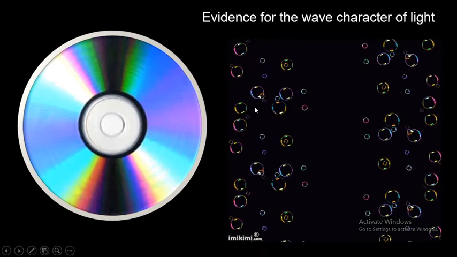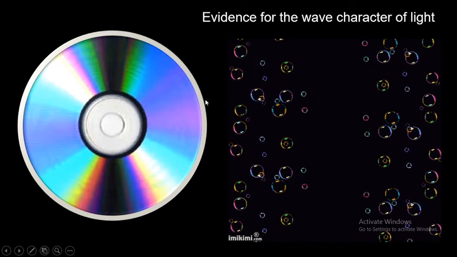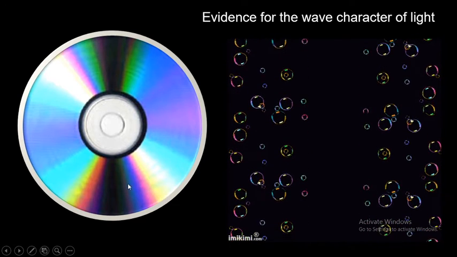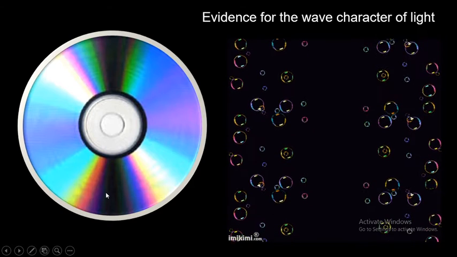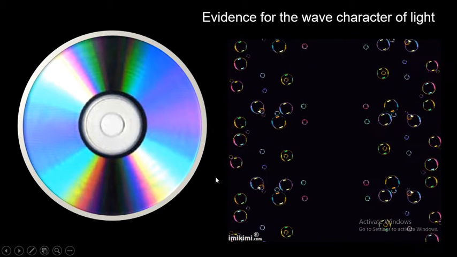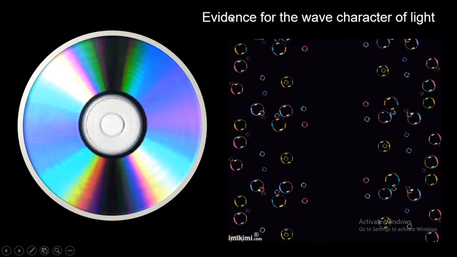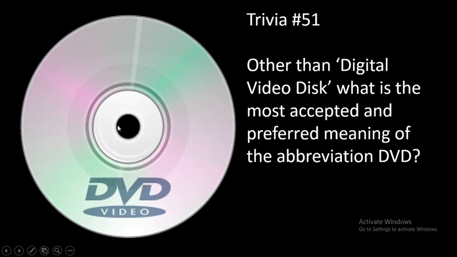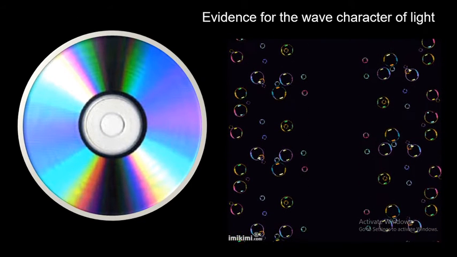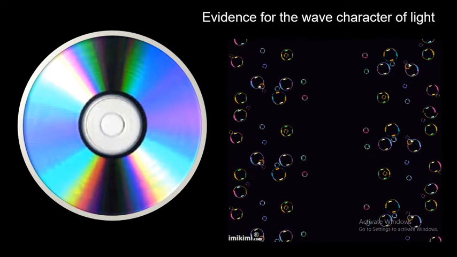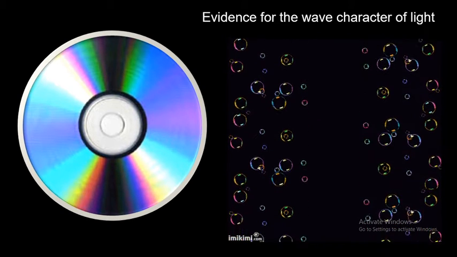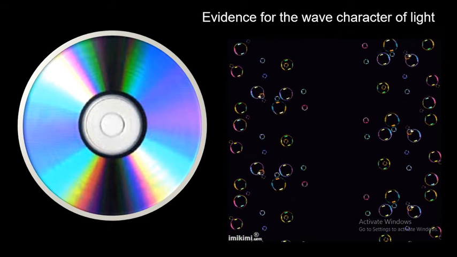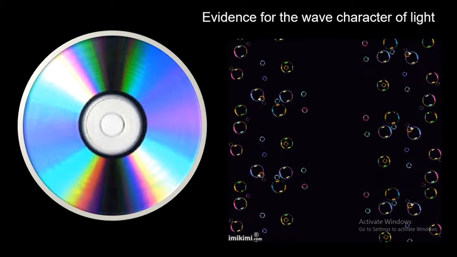So what is the evidence of the wave characteristics of light? As I said, you have there the DVD. This beautiful pattern of iridescent colors is due to the wave-like characteristic of light. The iridescence that you see on bubbles is also because of the wave-like characteristics of light. Because if light were a particle, like a marble thrown at a wall, it would bounce, correct? That is the particle nature of light, which is explained by the photoelectric effect, which we will be discussing later on.